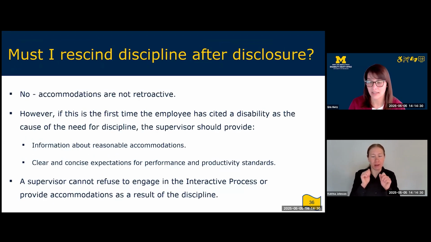Must I rescind discipline after an employee discloses their disability? No. As mentioned before, accommodations are not retroactive. However, we do suggest that if it's the first time the employee has stated that their disability is the cause of whatever the need for discipline was, the supervisor should still provide information about accommodations and clear and concise expectations for performance and productivity standards. Keep in mind, a supervisor cannot refuse to engage in the interactive process or to provide accommodations as a result of any discipline.